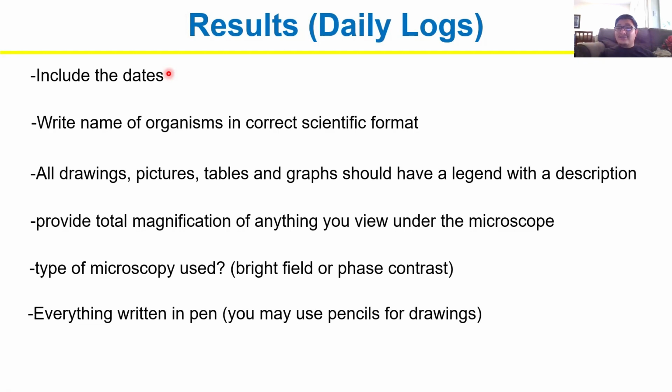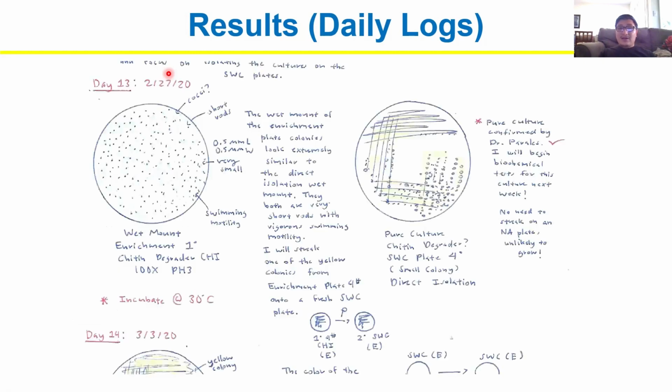You can hand draw that, as well, or you can use pencils. But everything else needs to be in pen. Here's an example from one of my previous students. You can see that this experiment went on for at least 14 days, and this person wrote the day number of that experiment and the date. That's very key, the date.